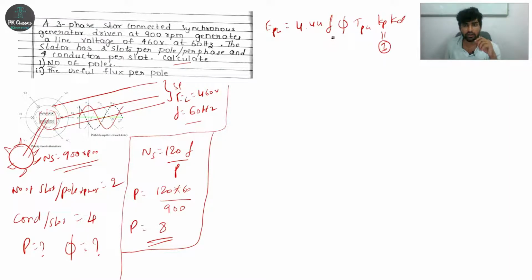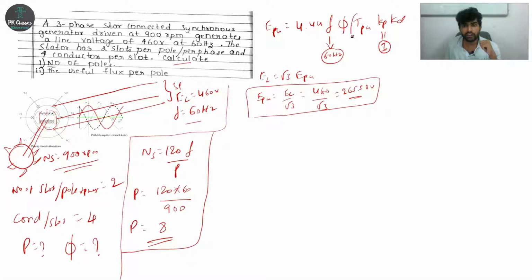So frequency they have given 60 hertz. We can calculate E phase, right? By using output voltage. EL is equal to root 3 E phase. So E phase is equal to EL by root 3. Finally, EL is 460 divided by root 3. You will get 265.58 volts, right? This is E phase.